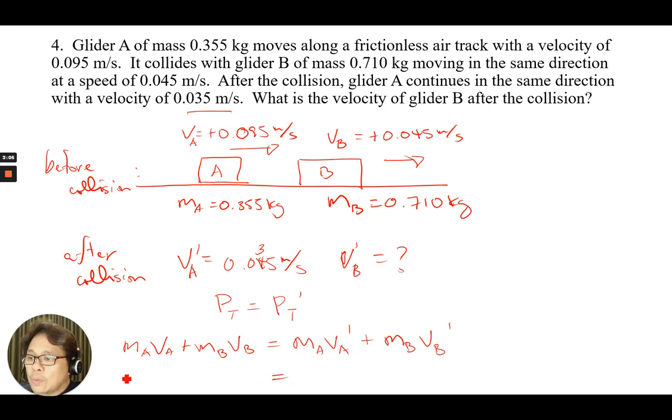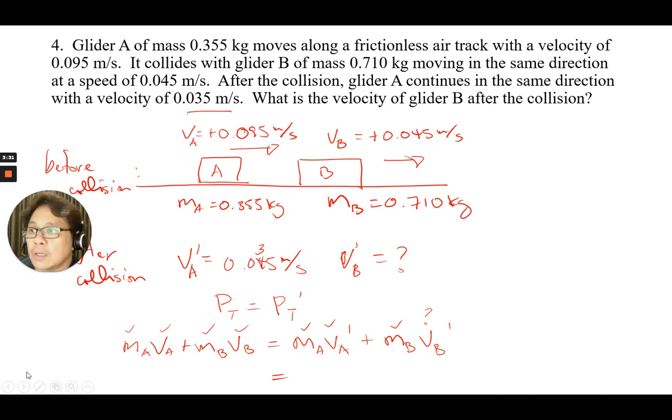So MA, we have the value. MA doesn't change. VA, we have this value. We have this value, MB, and VB. So MA and VA prime, we have these values. And then MB is still the same, it did not change. And this is the question mark, the VB prime. So we substitute all the given values. Let's write it down.